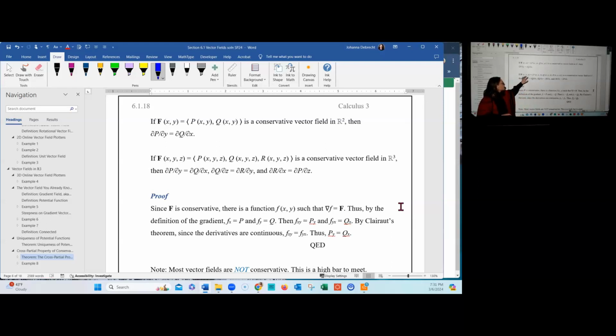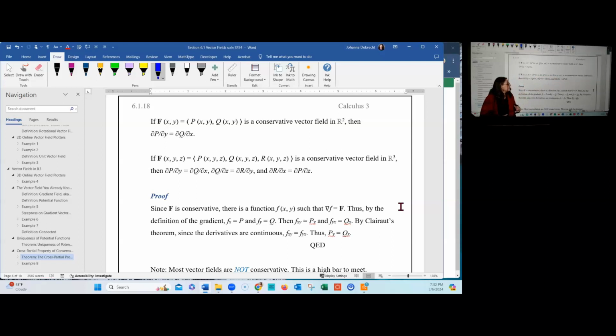Let's take a look at what happens in a 3-dimensional vector field. If we have a 3-dimensional vector field that is a conservative vector field, meaning that it is the gradient vector field, and there must be a potential function whose partial derivatives give us the vector field, then the cross partial says that the partial of P with respect to the next variable in line, y, has to equal the partial of Q with respect to the previous variable, x, and the partial of Q with respect to z has to be equal to the partial of R with respect to y, and the partial of R with respect to x has to be equivalent to the partial of P with respect to z.